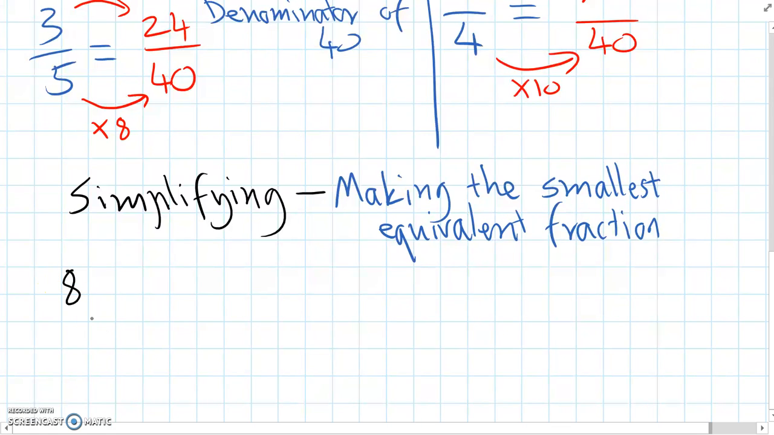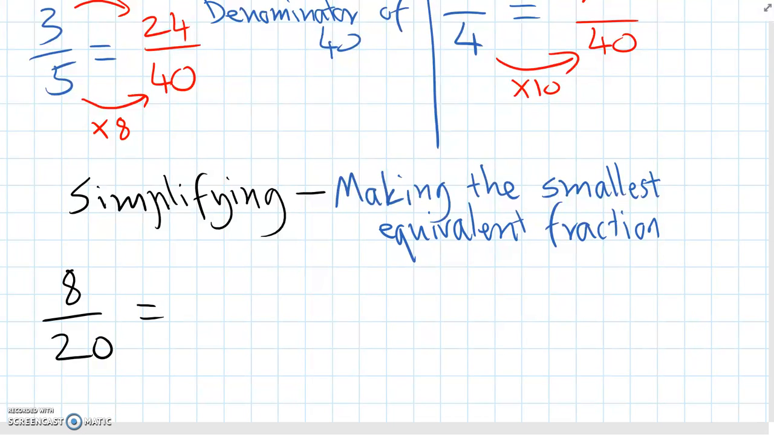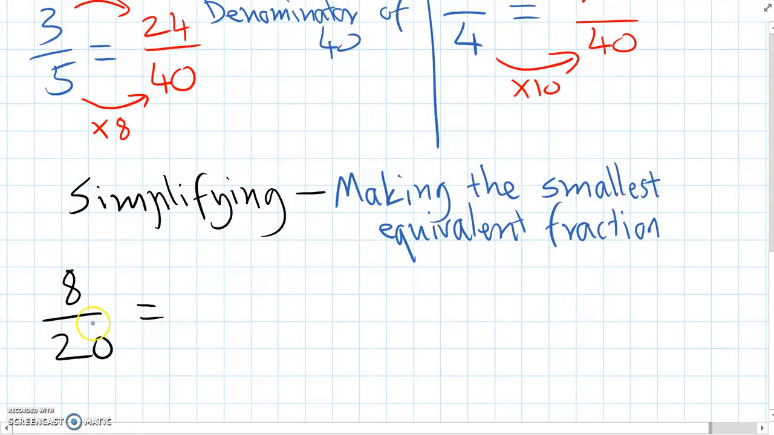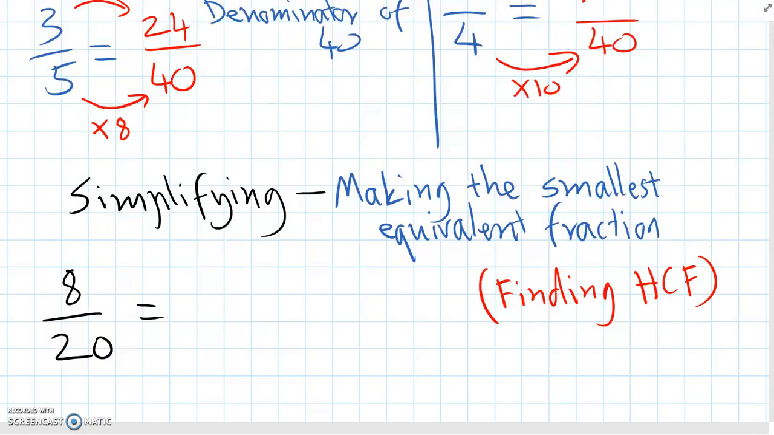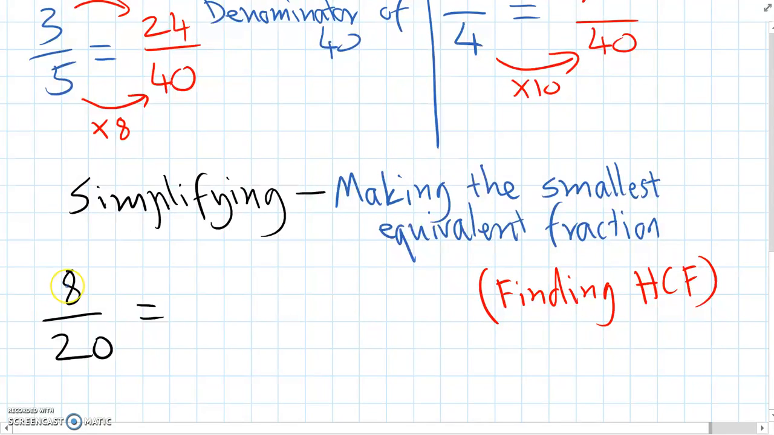So let's try and simplify 8/20. So remember, we can make a smaller fraction by dividing the numerator and the denominator by the same number. And for this we need to think, what is the highest number that we can divide both these numbers by? And that means we're actually finding the highest common factor, HCF. So let's think of some factors that are common between 8 and 20. 4 goes into 8 and it goes into 20, so that will be our highest common factor.